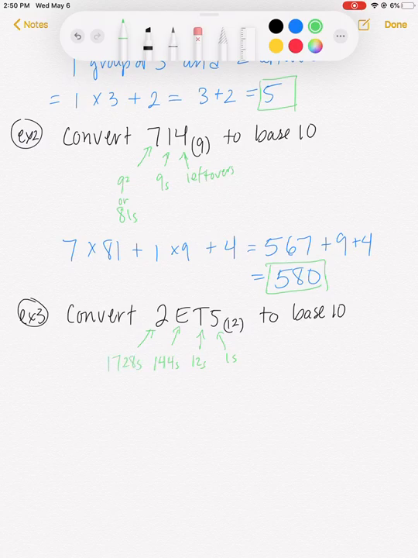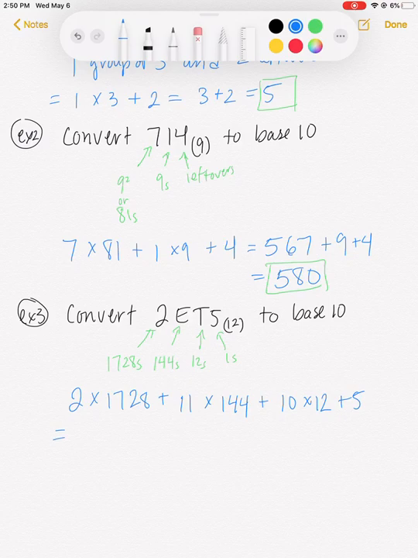Okay, so I have 2 groups of 1728. I have E groups, or 11 groups of 144. I have 10 groups of 12. And I have 5 leftovers. Okay, so you want to break those down that way.